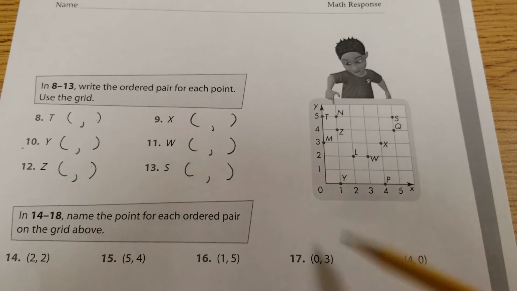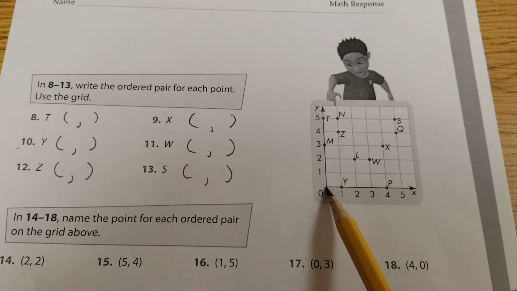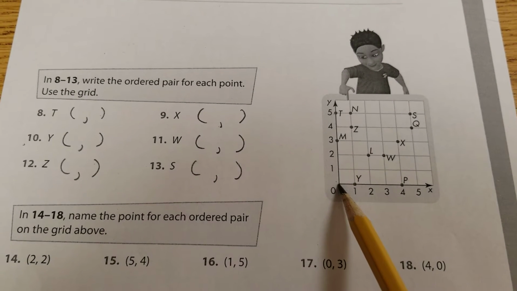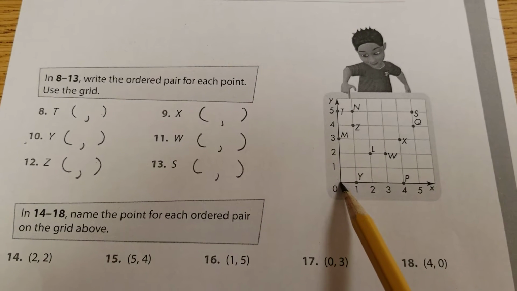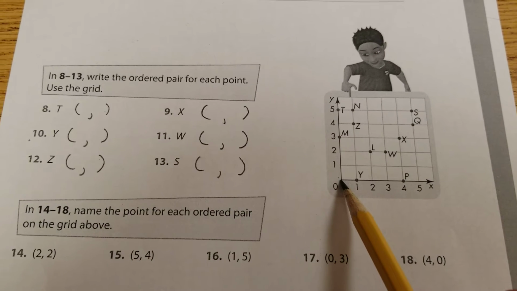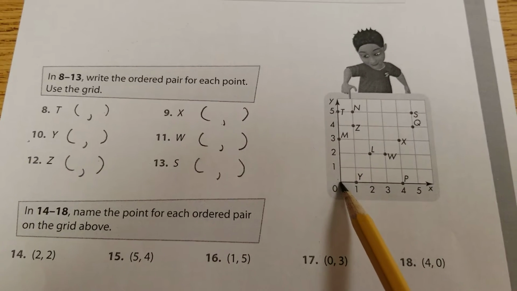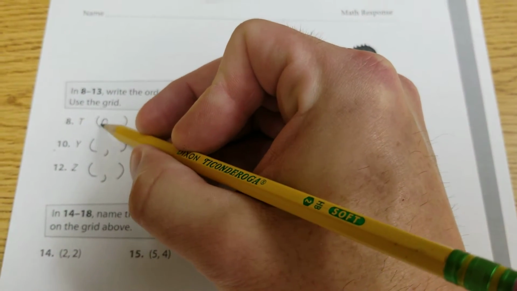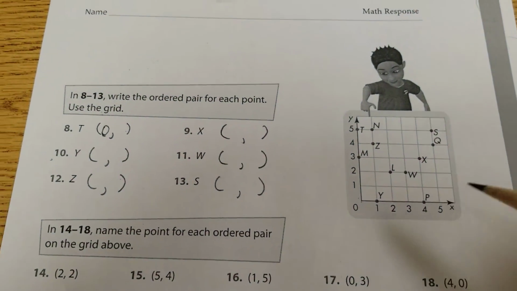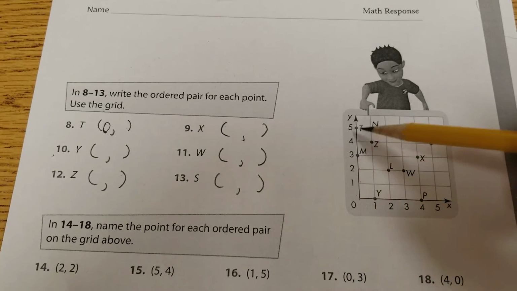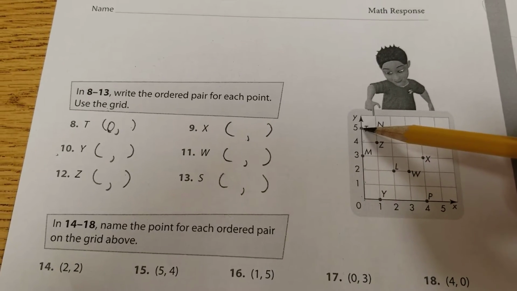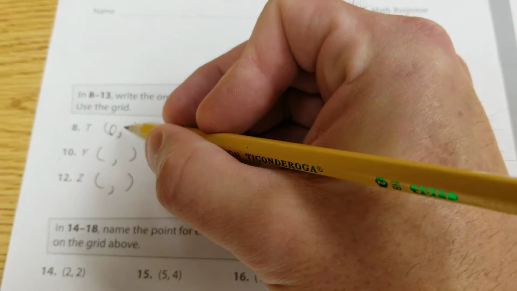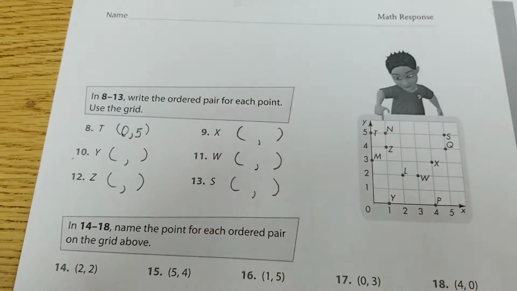But the letter T, if we start at our origin, 0, 0, do we move left to right? The answer is no. We're stuck there because we're just going to go up on this one. So our X value is 0. And then we go up to T, which is 5. So our first one is 0, 5.